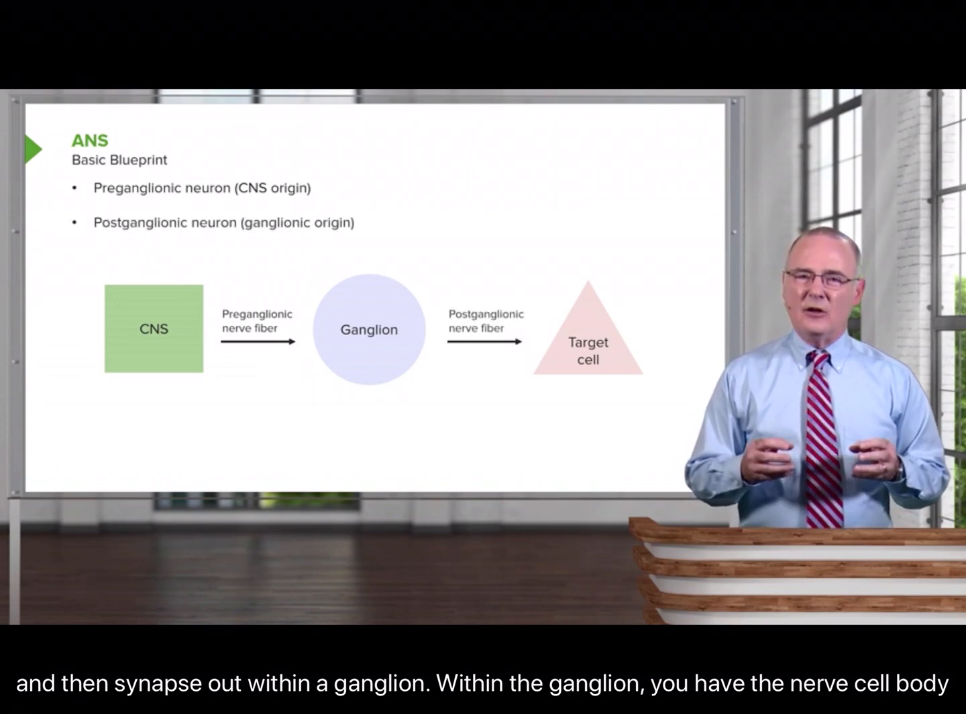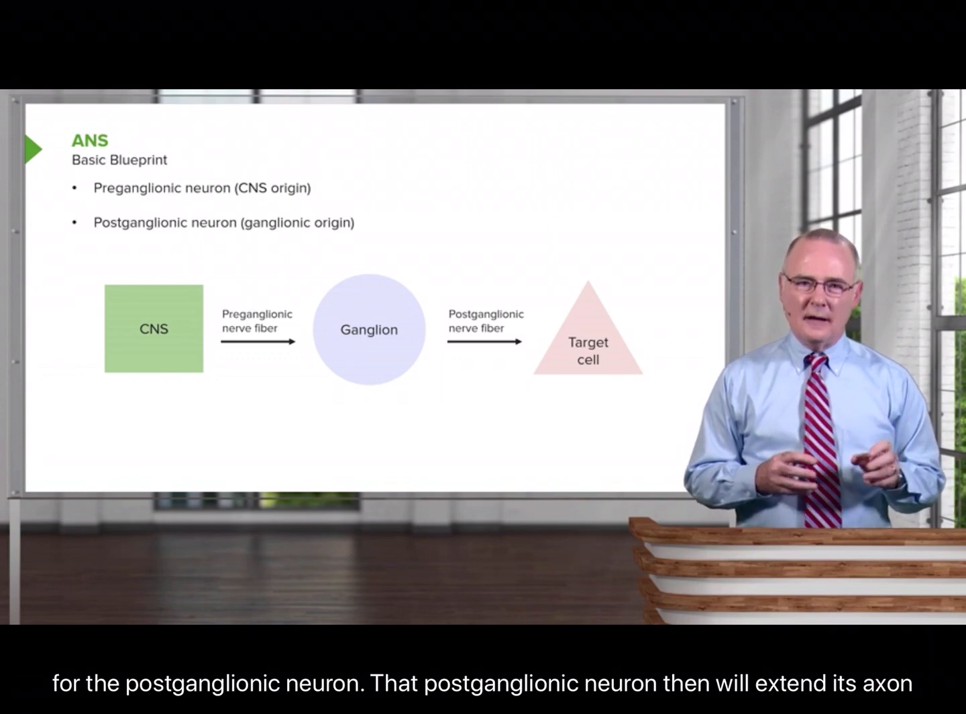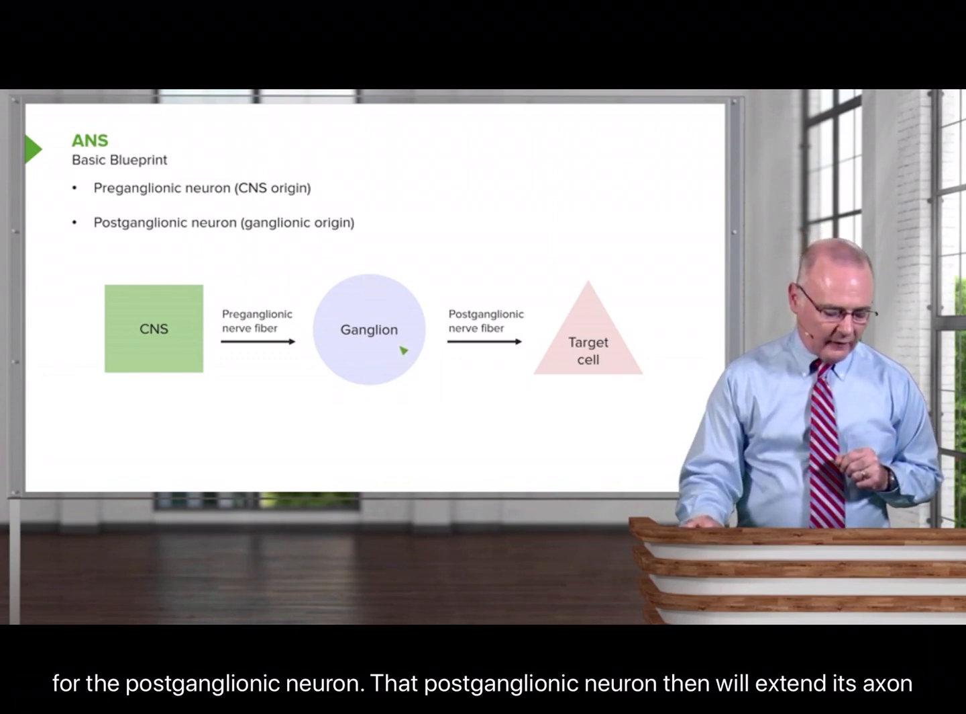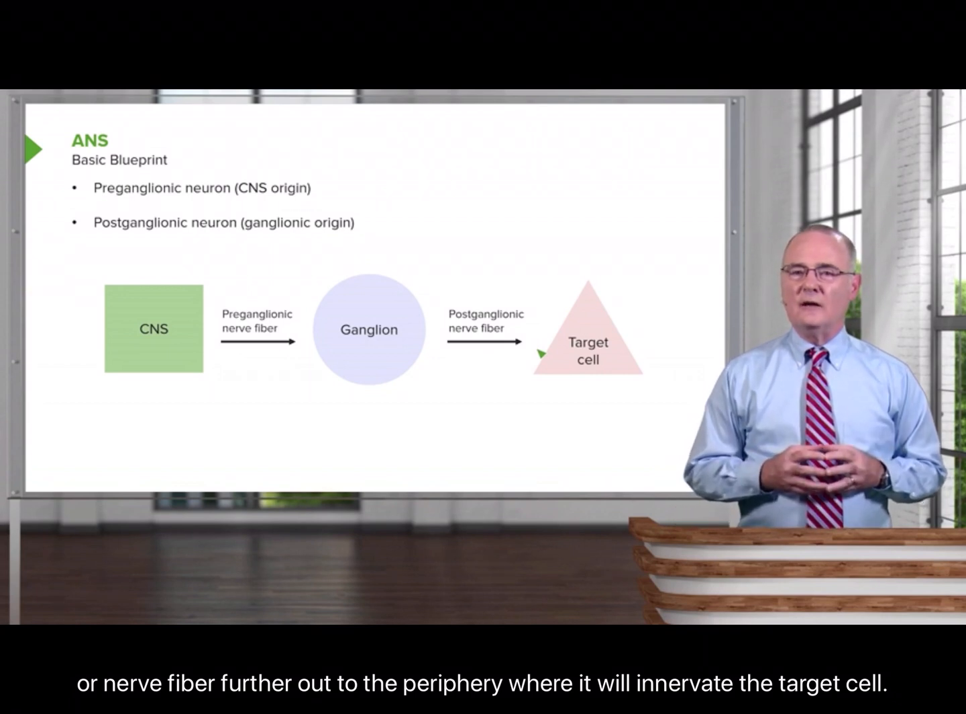The preganglionic nerve fiber then will extend outwards to the periphery and then synapse within a ganglion. Within the ganglion, you have the nerve cell body for the postganglionic neuron, and that postganglionic neuron then will extend its axon or nerve fiber further out to the periphery, where it will innervate the target cell.